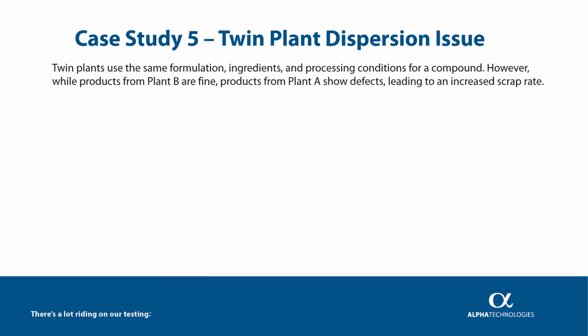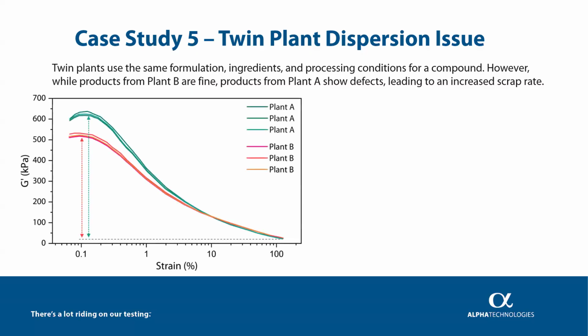In case study 5, we examine a situation involving two twin plants, Plant A and Plant B, both using the same formulation, raw materials, and processing conditions for a specific compound. However, while Plant B consistently produces material that meets quality standards, Plant A has been experiencing product defects and a rising scrap rate. To investigate the issue, we conducted strain sweep tests again on 3 samples from each plant, and the results revealed a clear difference between the two sets of data.